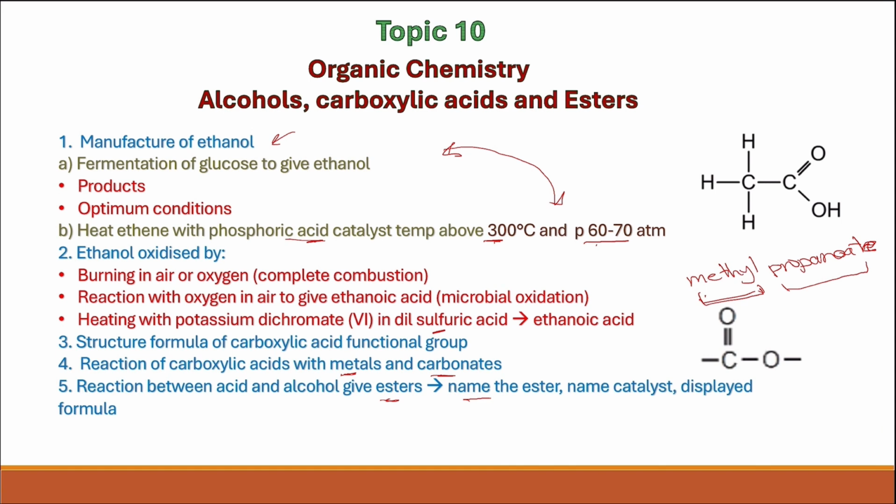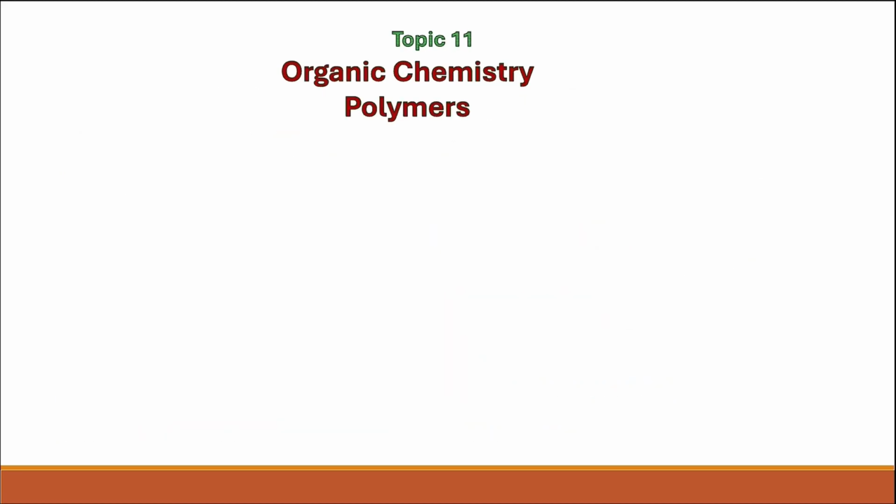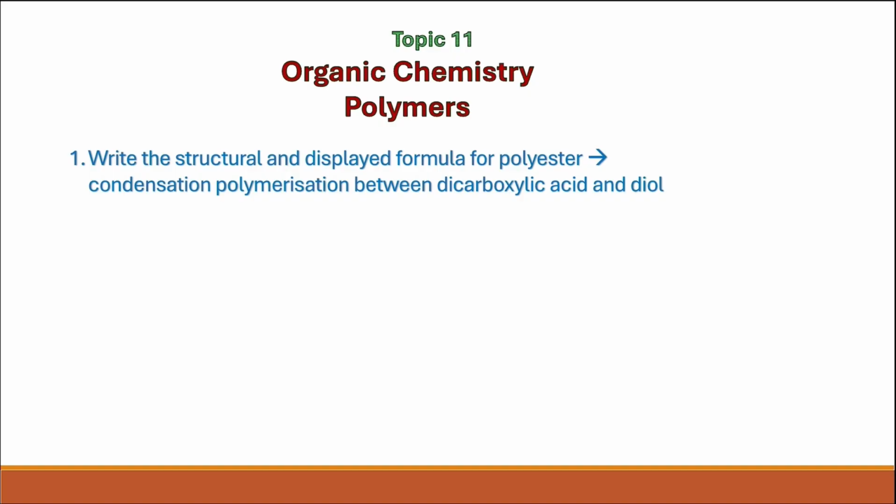They also tend to ask you to draw the displayed formula for the ester. Please make sure that you know how to do that. Remember that esters are volatile and they have distinct smells. Polymers, the type of polymers which is in every single exam is the condensation polymers. So make sure that you know your condensation polymers. Make sure that you know how to write the structure and displayed formula for the polyester.